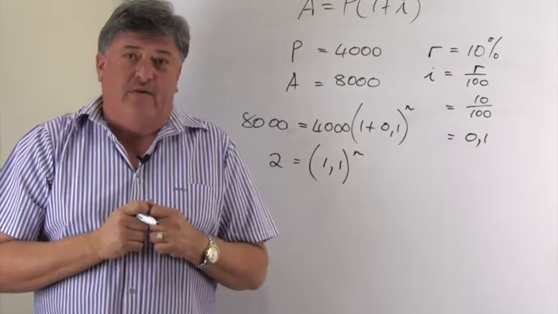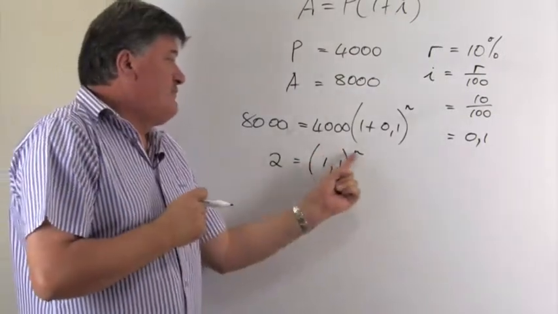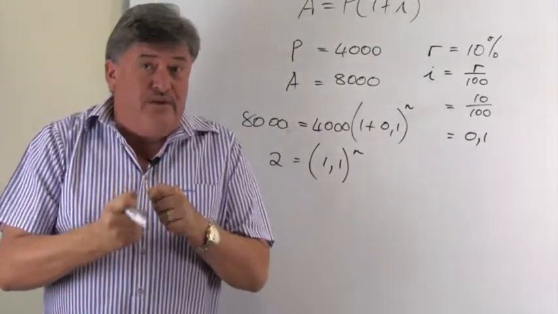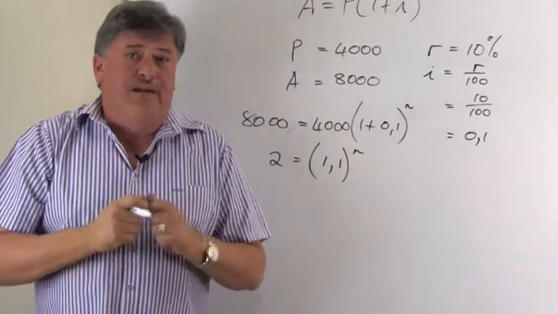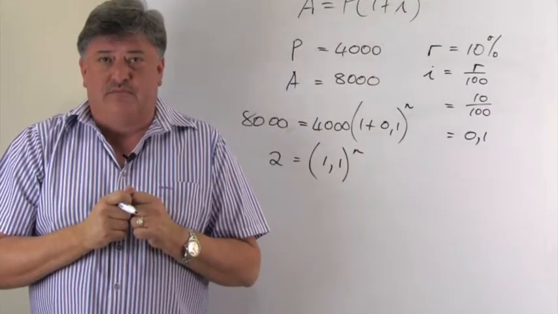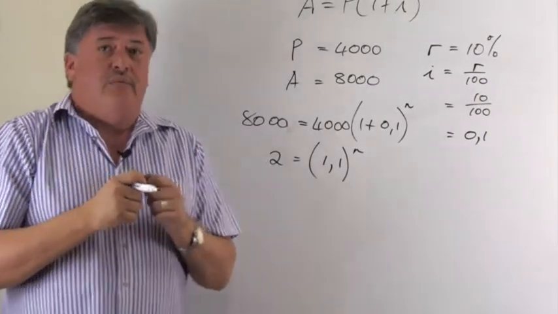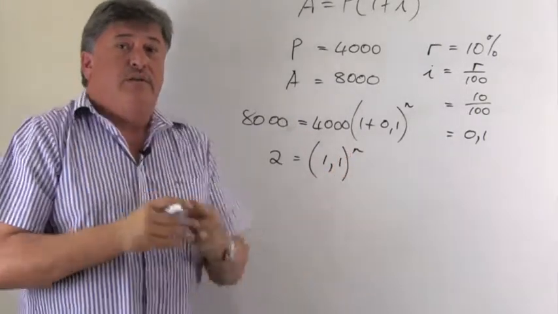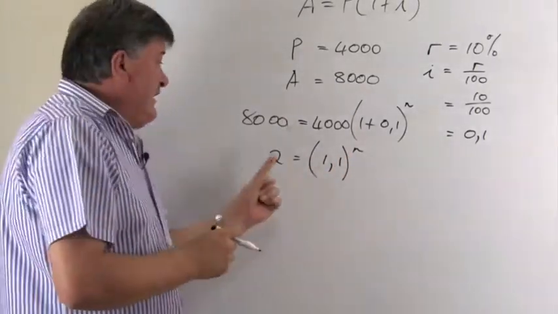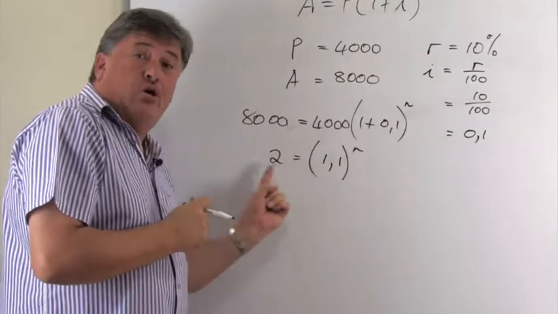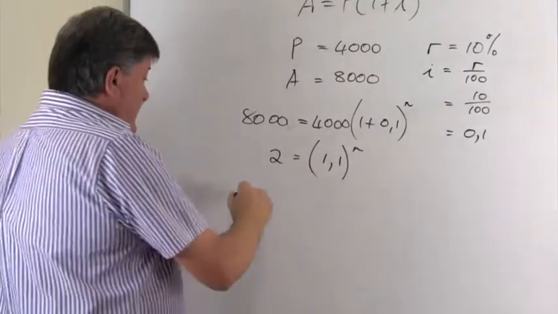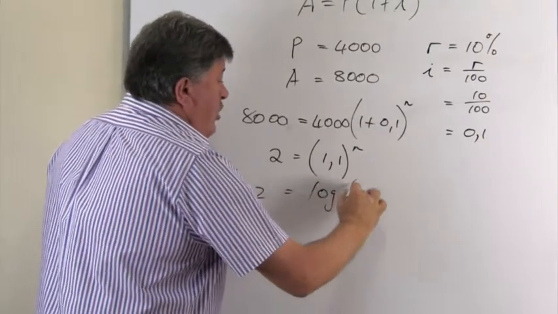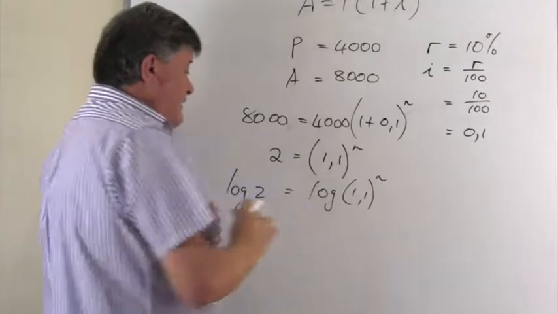And we now need to solve for n. Whenever we want to solve for an exponent, if my exponent is the variable, the only way to do it is by means of logs. Now, you may follow any one of two methods to solve for n. The first method is that we're going to log both sides. So we're going to say the log of 2 is equal to the log of 1,1 to the n.